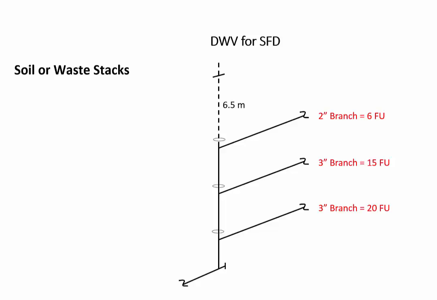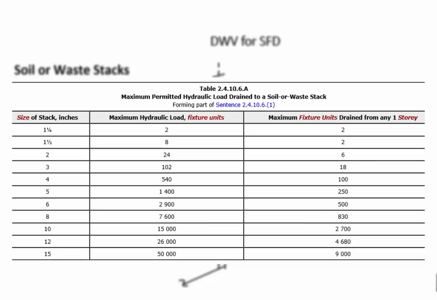branch. So the 2-inch branch draining into our solar waste stack, there's our names. So the 2-inch branch draining into the solar waste stack will be draining 6 fixed units into the vertical stack. And for solar waste stacks, we're going to check table 24106A.